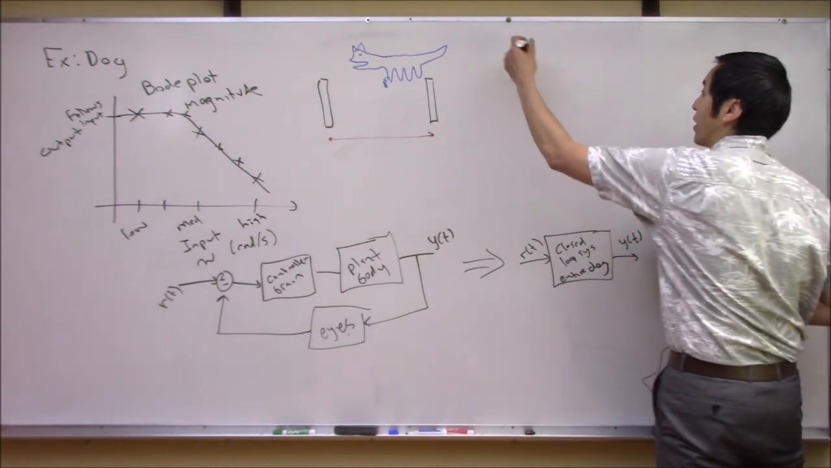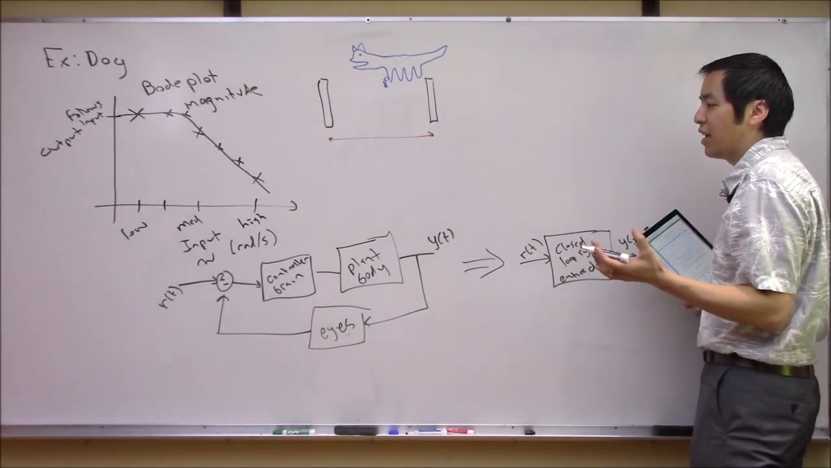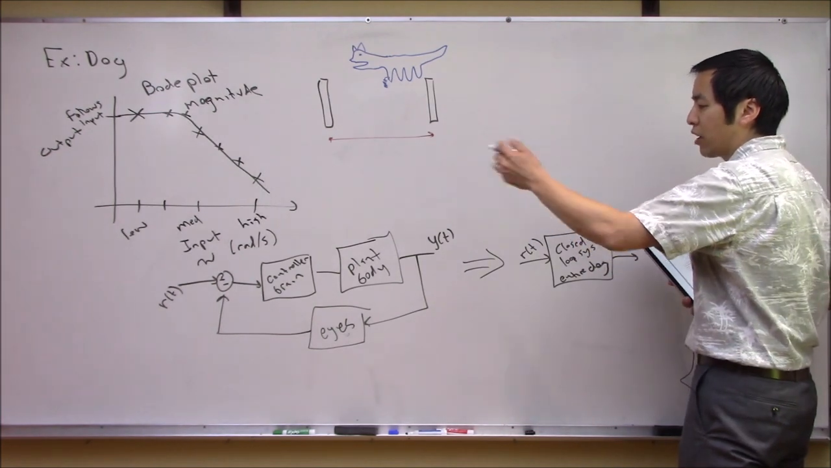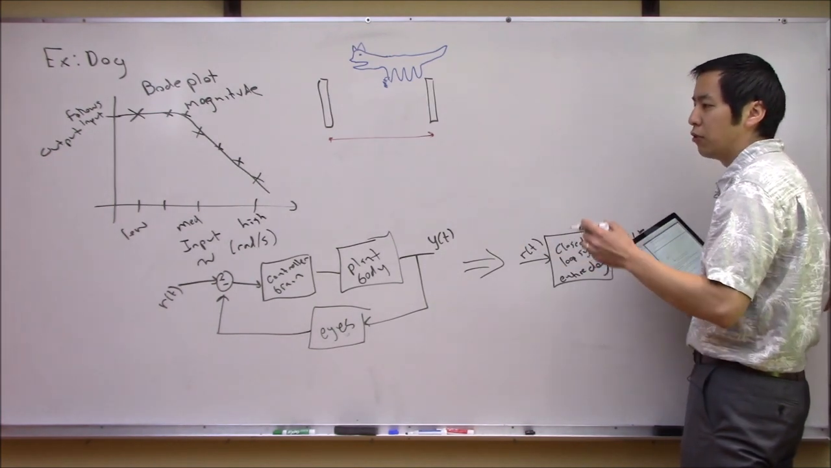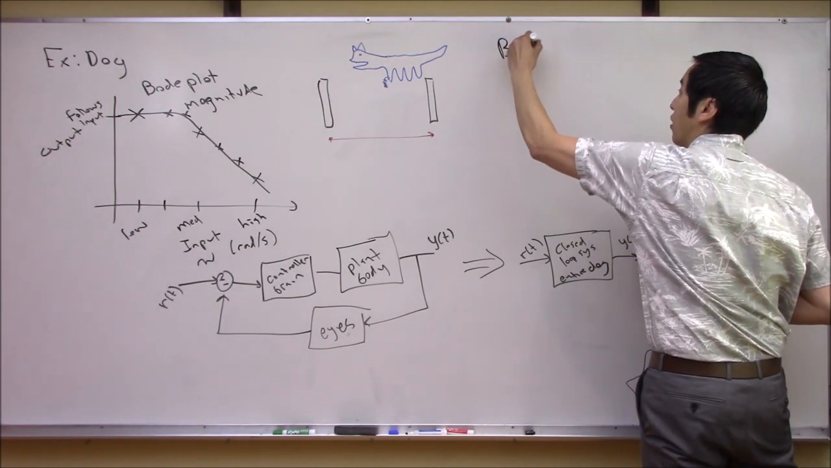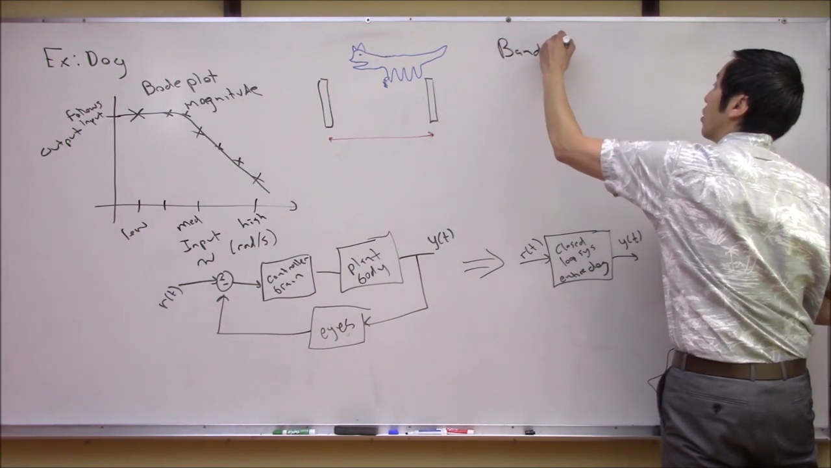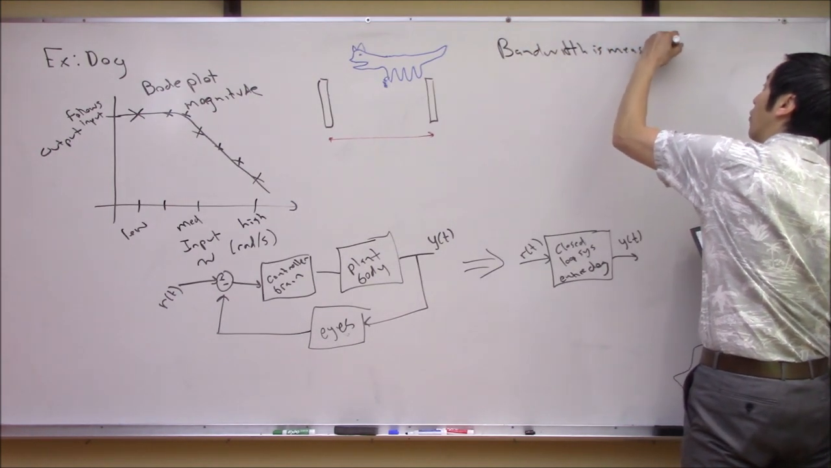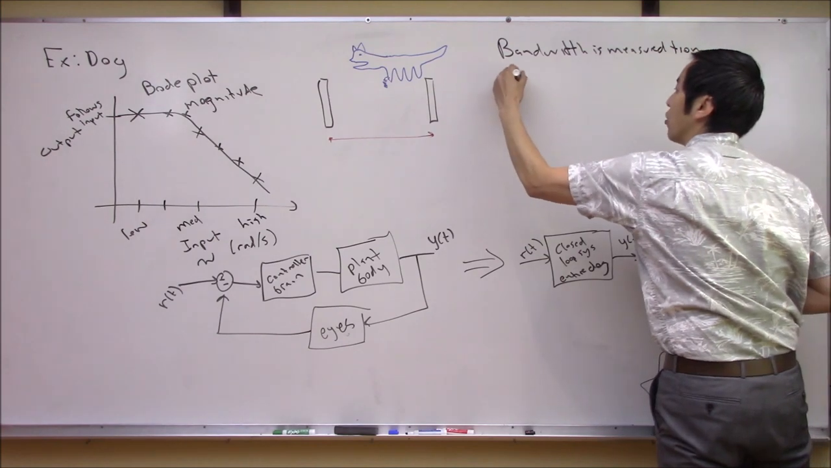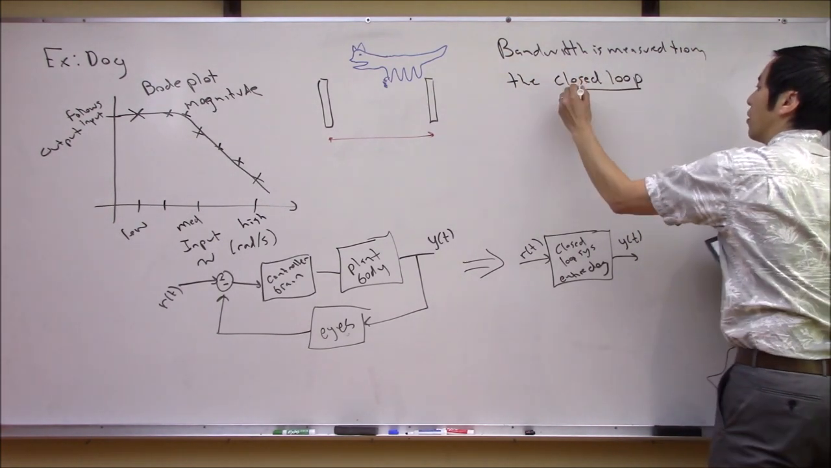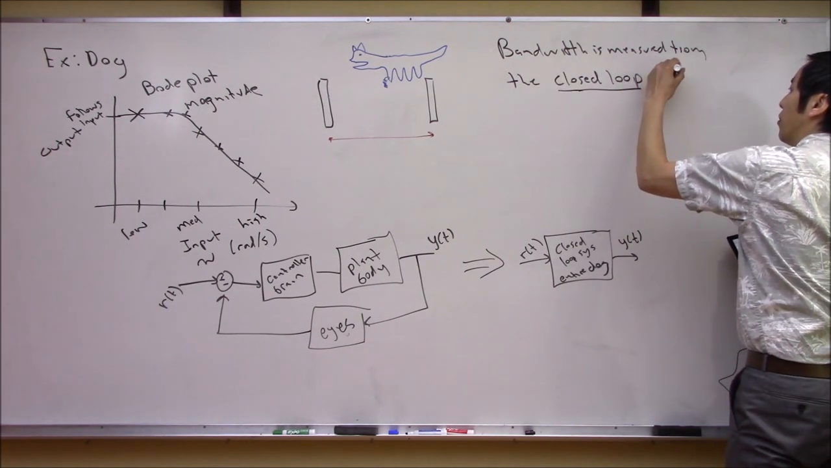So let's just write that down, because this is key, and a lot of times we're going to have other discussions on Bode plots, and you're going to see other people like to talk about loop transfer functions and loop Bode plots, but in this case, when you're talking about bandwidth, we should say that bandwidth is measured from the closed loop. I'll underline that, right? Bode plot.